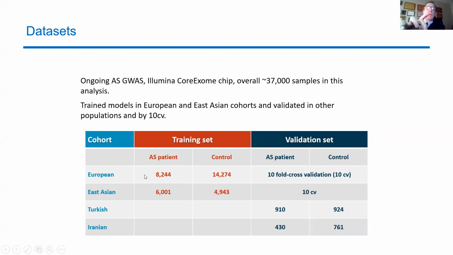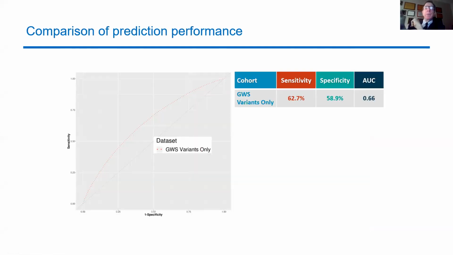8,244 Europeans were used, including 1,002 people from the US. 6,000 Eastern Asians were used, and those had healthy controls. And we also had 910 Turkish and 430 Iranian AS patients. If we looked at just the variants that were seen at genome-wide significance by themselves, we really see that the area under the curve isn't fantastic. It's good, but not fantastic, in terms of sensitivity and specificity.